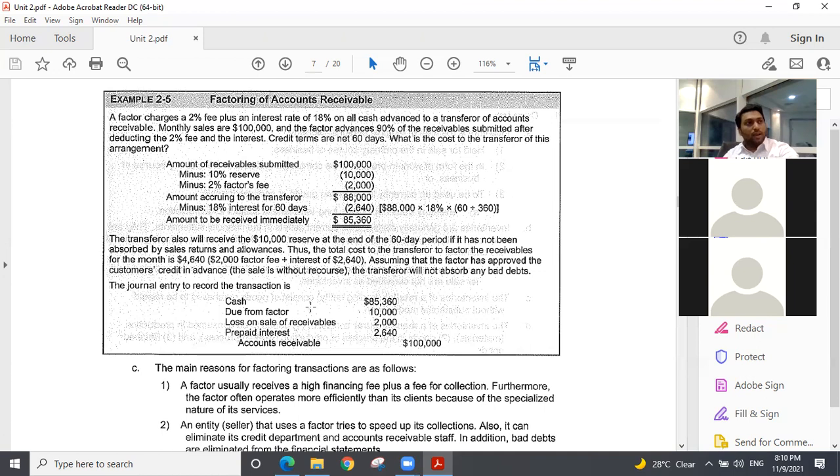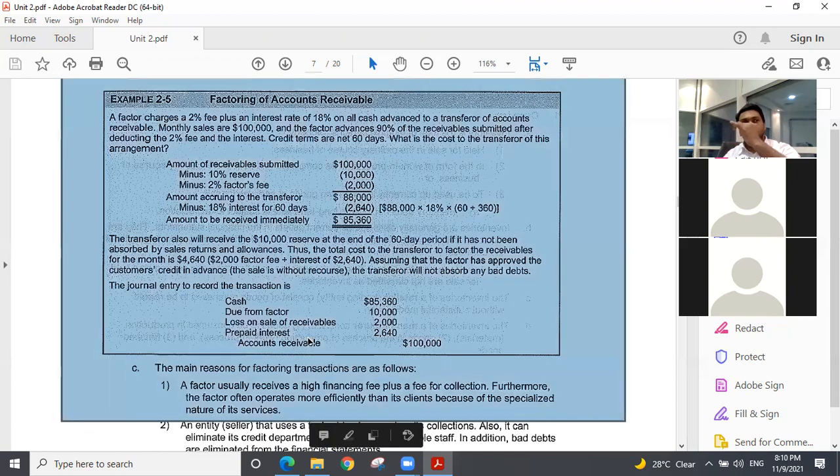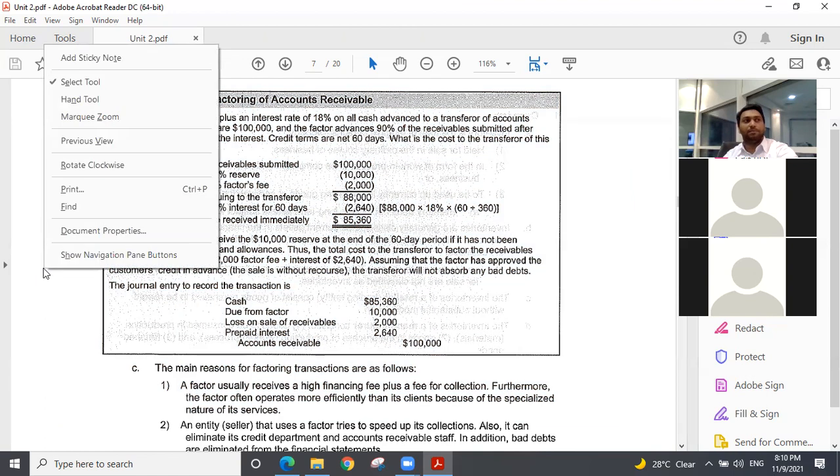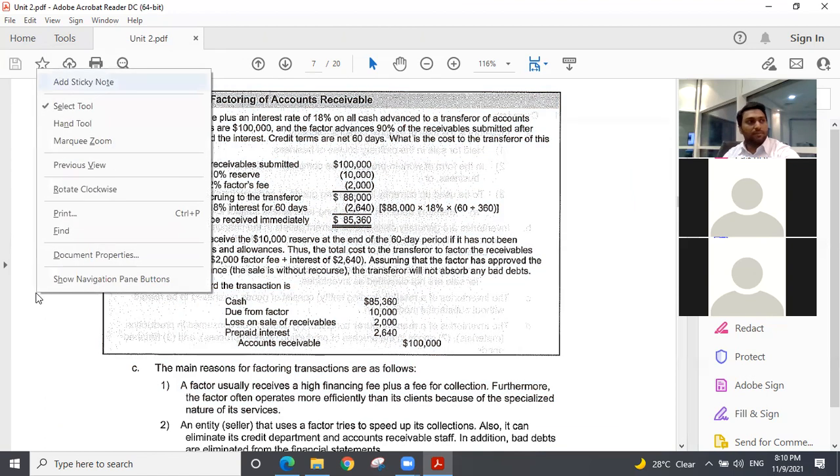Okay. So your entry will be cash account debit 85,000 and due from factor 10,000 and loss on sale of receivables 2,000. Then prepaid interest 2,640. Your accounts receivable will be credited 100,000. You are removing your accounts receivable from the books of accounts. Clear? Okay.